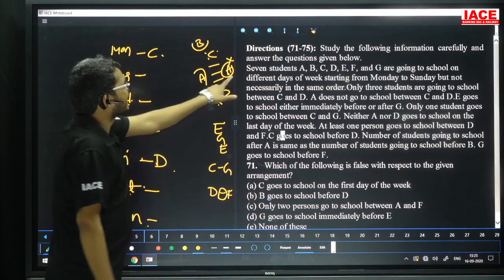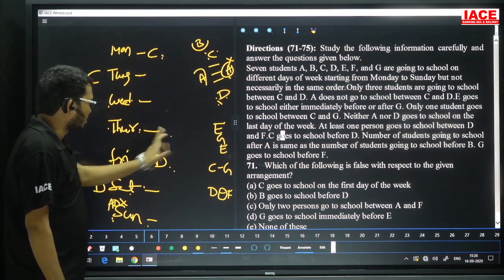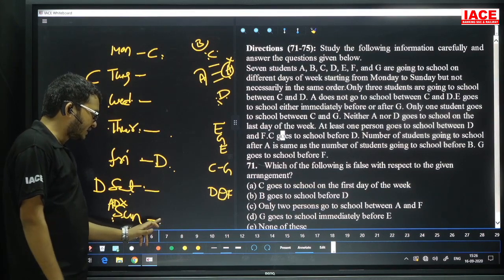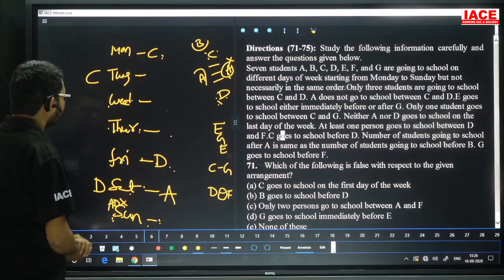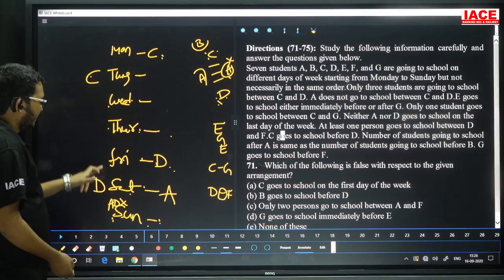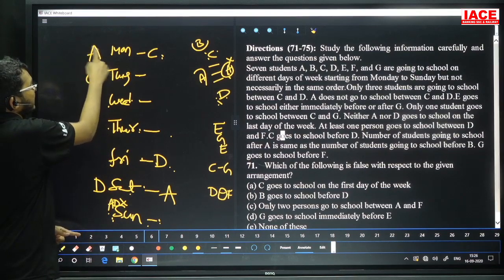Next, A does not go between C and D. That means for A, here no chance. A does not go on Sunday, so here also no chance. This is the possibility for A. In this case, A does not go to school between C and D. Next, A does not go on Sunday. So this is the only possibility for A.